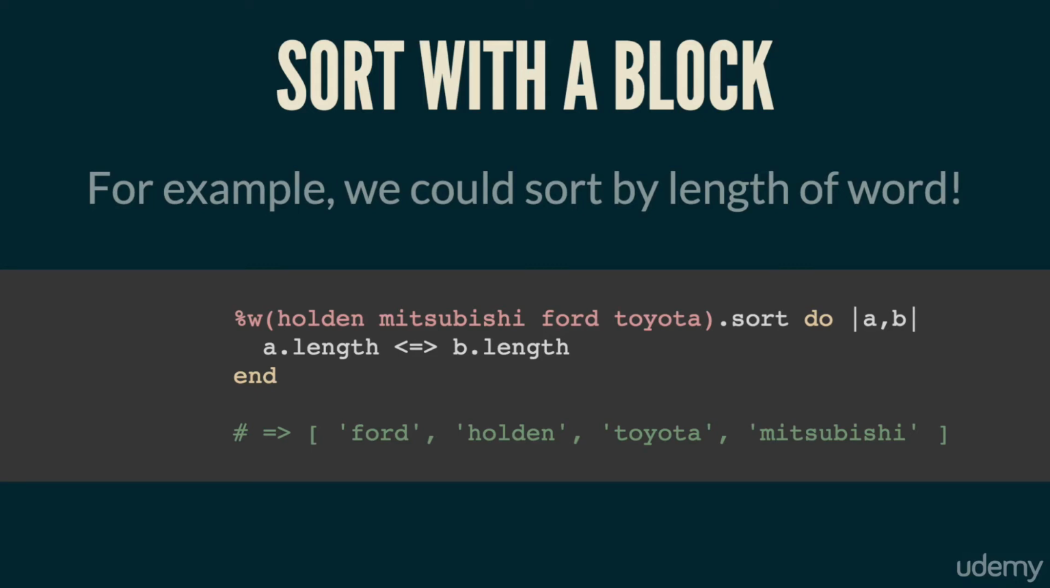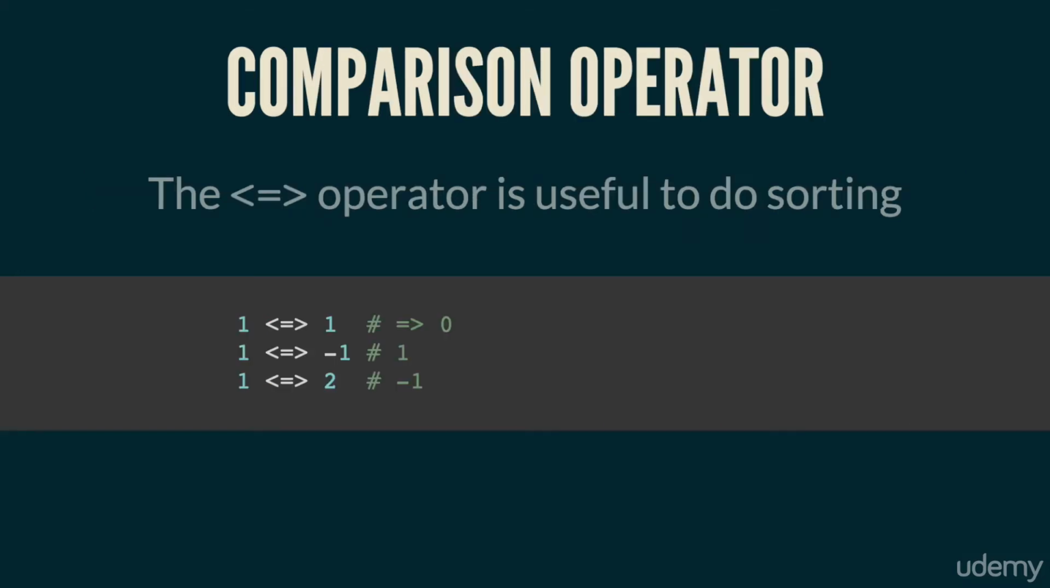Let's imagine I want to sort not by the lexicographic order of the strings in my array, but rather the length of the strings in my array. In this example, I'm using the comparison operator. It's a special operator that allows us to get a quick idea of which object is bigger out of a pair. If the objects are the same, I get the result 0. If one object is larger, I get 1. If the other object is larger, I get -1.